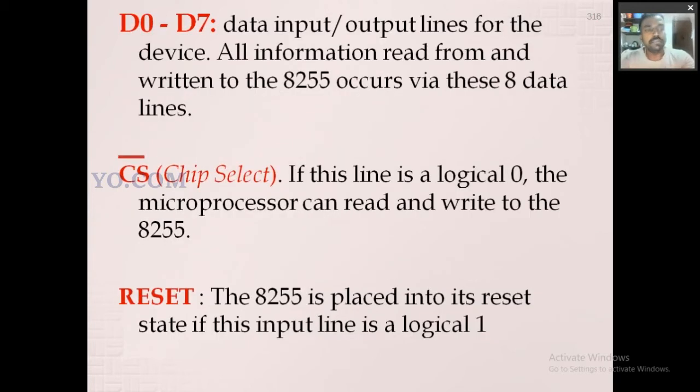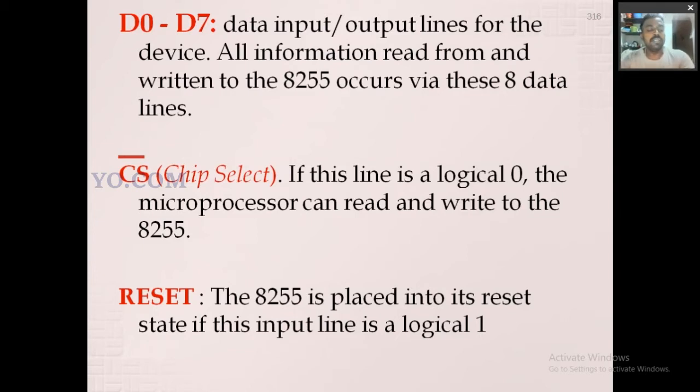Okay. Then D0 to D7 are the data input output lines. These data lines are used to transfer information from the processor to the peripheral device and from an external device to the processor. So this is an 8-bit port. Then CS bar, that is the chip select. If this line is logical 0, the microprocessor can read and write to the 8255. CS equal to 0 means the 8255 is enabled, so the microprocessor can perform read and write operations.